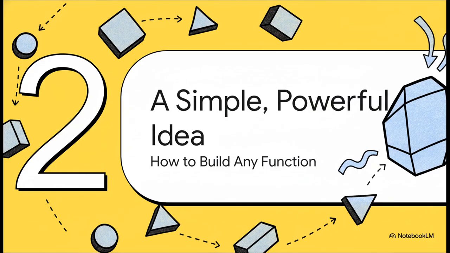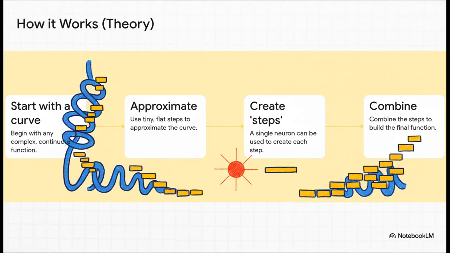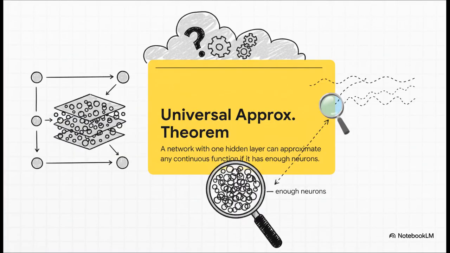Well, the intuition behind it all is actually beautiful in its simplicity. It really just comes down to building blocks. I love how this slide visualizes the whole concept. Just imagine you have some crazy, complex, winding curve. What the theorem says is you can get super close to drawing that curve just by piecing together a bunch of tiny little flat steps. It's like building with Legos. Each individual neuron in the network can be taught to create one of those simple little steps. And if you combine enough of them, you can build a shape that gets unbelievably close to that original complicated curve.